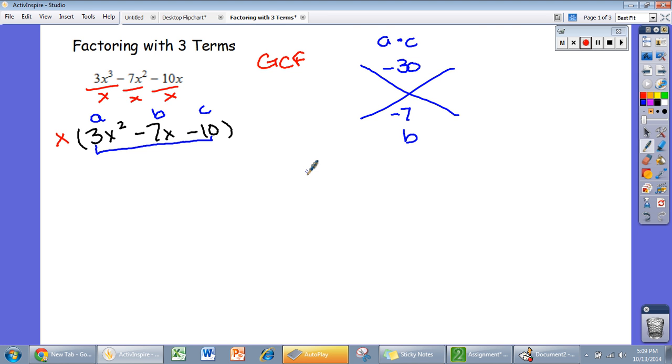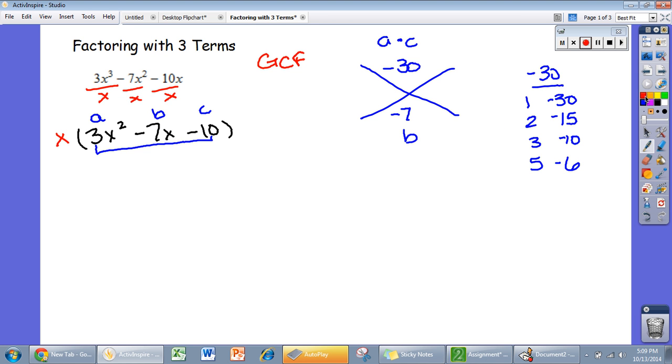Now, taking a look at what are the factors of 30. I can multiply 1 times 30, 2 times 15, 3 times 10, and 5 times 6. Those are all the possible combinations. Well, if I'm going to multiply and get a negative 30, that means one of my columns has to be negative, the other positive. Since the sum is going to be a negative 7, that means all my larger numbers need to be the negative, because when I add, I need to have a negative result.